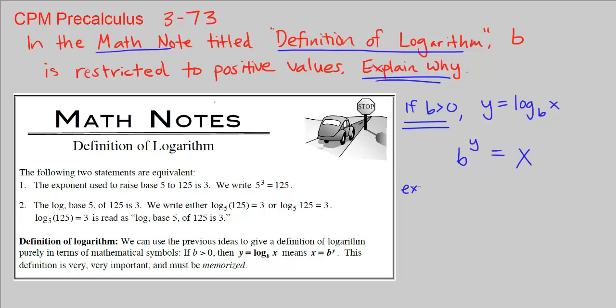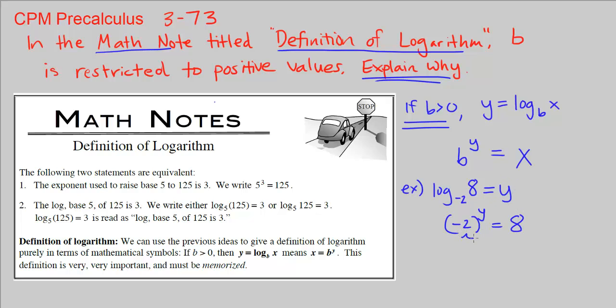Let's look at an example quickly. Let's say b is negative 2. So we're saying b is not greater than 0, but less than 0. It's negative. Log base negative 2 of 8. How are we going to figure this out? Well, that's the same thing as writing negative 2 to what power, let's call that y, is equal to 8. So negative 2 raised to the power y is equal to 8.